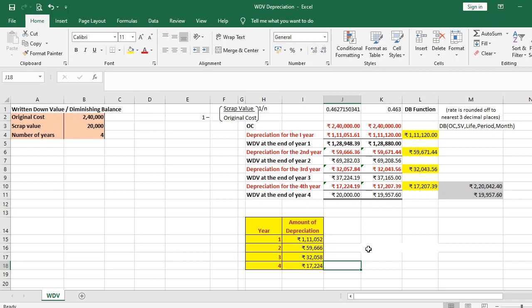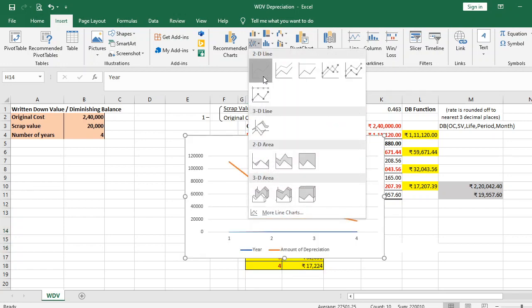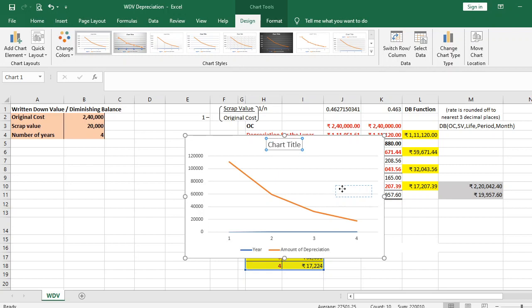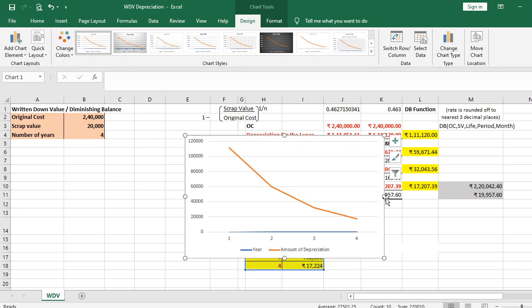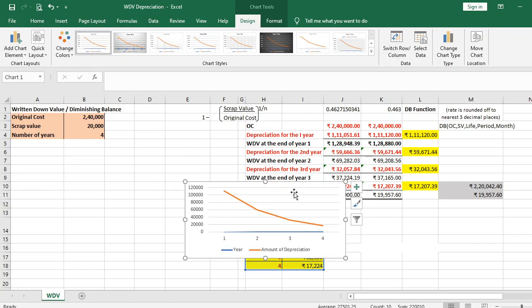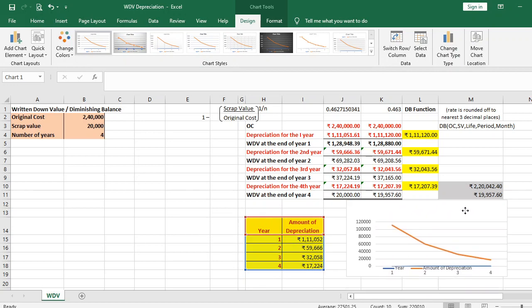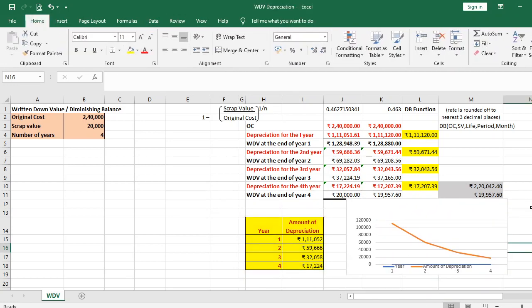Now we can draw a chart for this. Choose all this data, insert, go for line chart, click. Now we have got the chart for this. It is in a decreasing trend. Let me reduce the chart and keep it here.